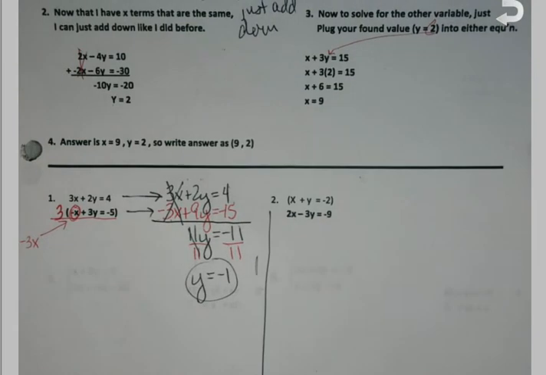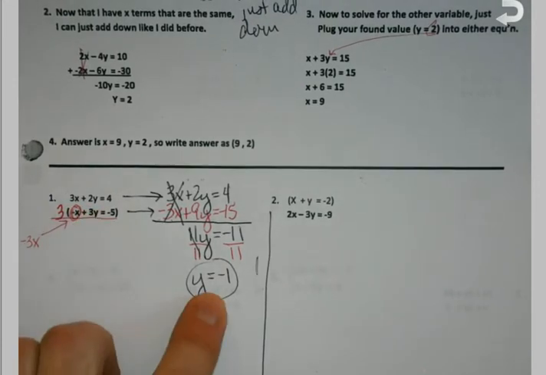And I get my y value. Pretty slick. But remember, with these I have an x variable and a y variable. So this is good, but I still have one part left.